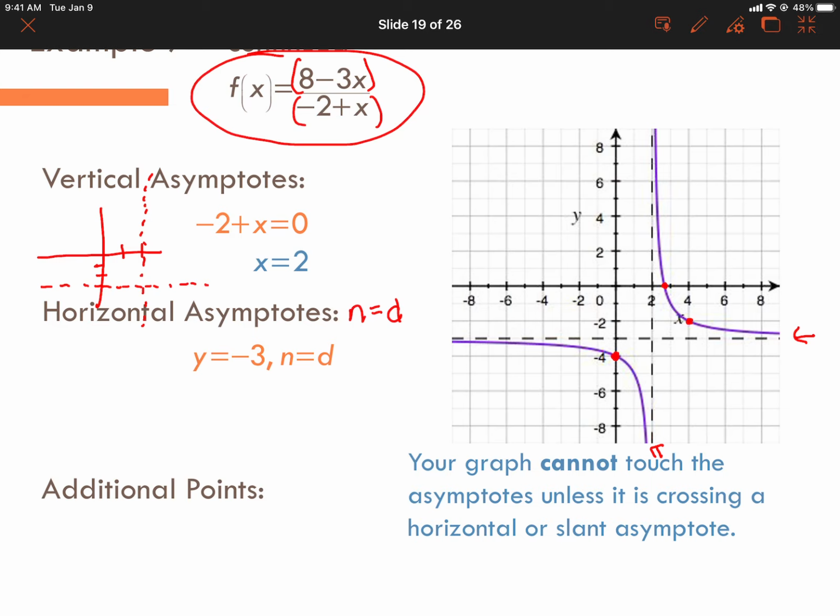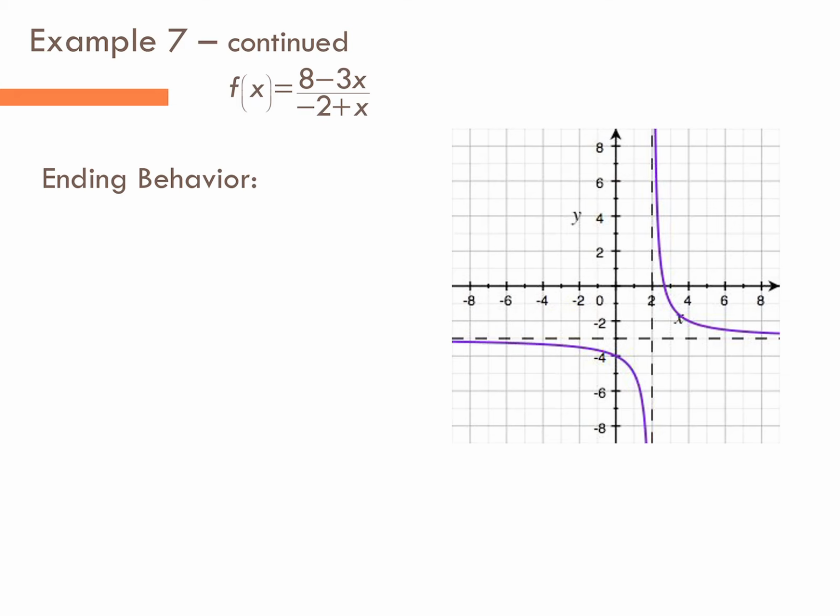So once we have our graph, we're going to answer some questions about this. From our graph, we want to figure out our ending behavior. Remember, ending behavior is what is y doing as x approaches infinity, and what is y doing as x approaches negative infinity. Here, you can see this graph is continuing but never going to touch -3. So as x is going to positive infinity, it's going to -3. Same thing over here, we can see it's never going to cross it, so -3.